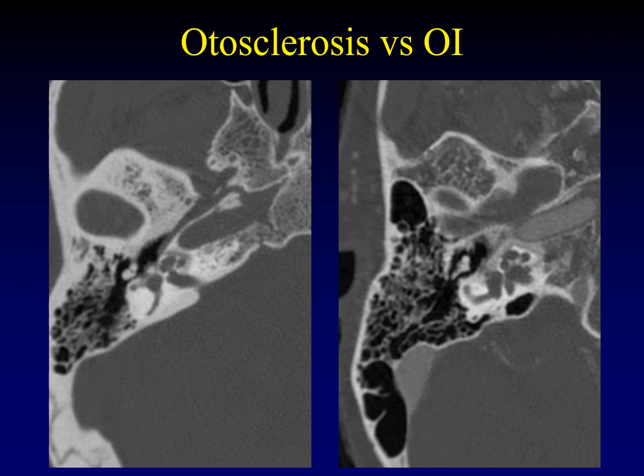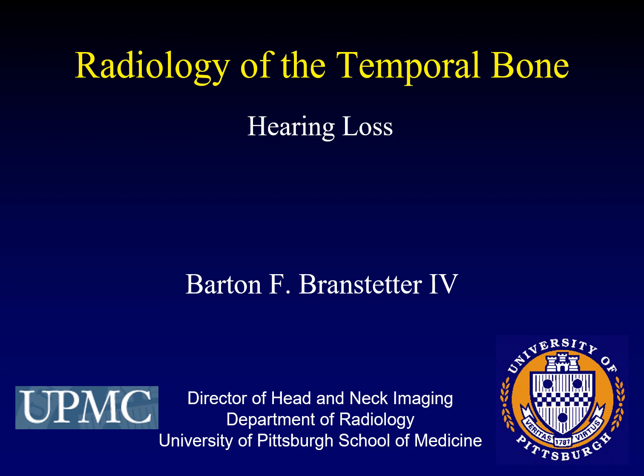Going back again to these comparison cases, here is otosclerosis, cochlear form, with this halo surrounding the cochlea. Here is osteogenesis imperfecta, also with a halo around the cochlea. Obviously, patients with osteogenesis imperfecta have a long history indicating their diagnosis. And that concludes our review of the imaging of hearing loss.